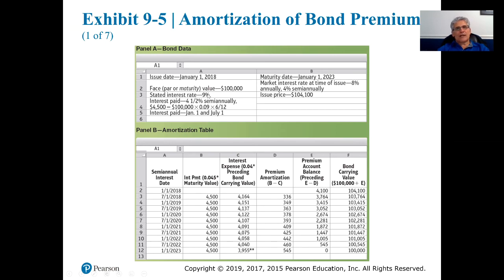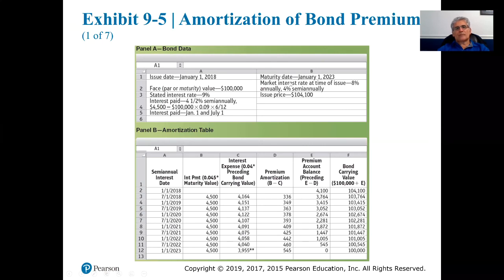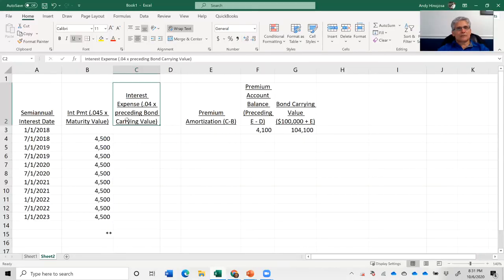The difference is that this was sold when the market rates were lower, so that means we ended up with a premium. Therefore, when we compute the interest now, we're not going to be using 5% as we did before. We're going to be using 4%. Where does 4% come from? It comes from 8% divided by 2 because it's semi-annual. 8% is the annual interest rate divided by 2. So the market rate is going to dictate this. 8% divided by 2 is 4%.